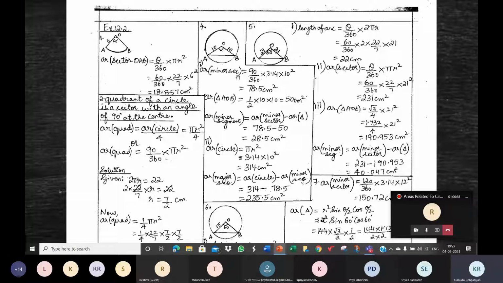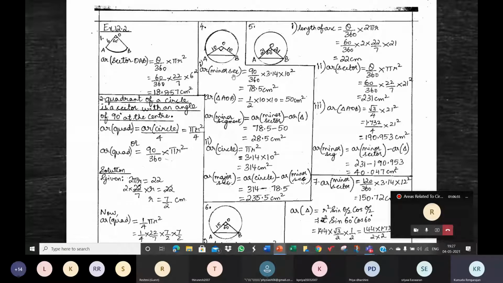We are actually asked to find the area of the minor segment, but we cannot find it straight away. We have to find the area of the sector, find the area of the triangle, and subtract the two to find the area of the minor segment.